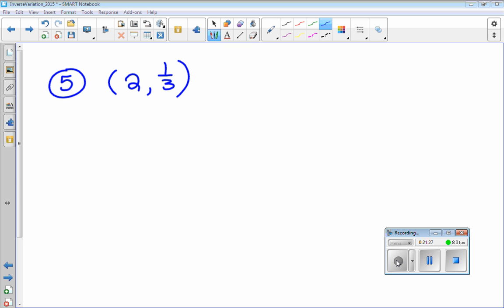So we know it's from y equals k divided by x. Do you agree? Do I have an x? Do I have a y? Can I plug it in to find k? So 1/3 equals k divided by 2.